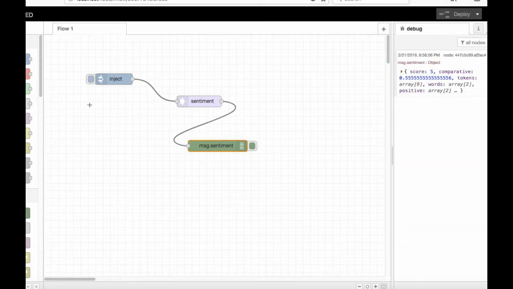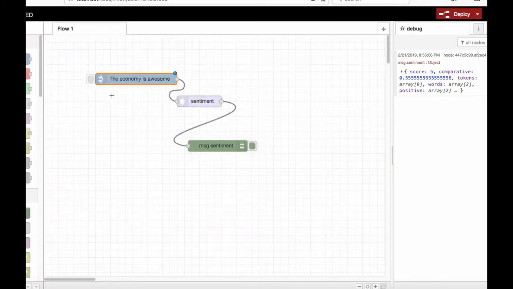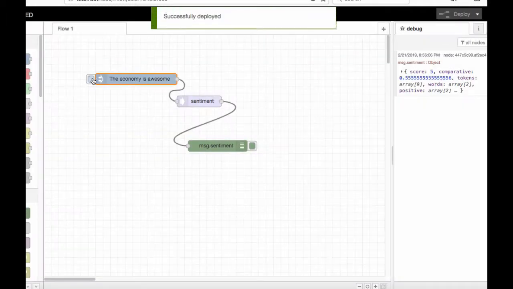All right, so what I've got here, I should start with a simpler example. So let's say that we'll use the economy, just for the sake of something that someone would tweet about. And incidentally, you can just as easily feed anything from CNN's news feed, an RSS feed, into Node-RED. It's a very easy thing to do. So let's see. The economy is awesome. Okay. Positive sentiment, right? That's what we're going for. Play this and inject that.